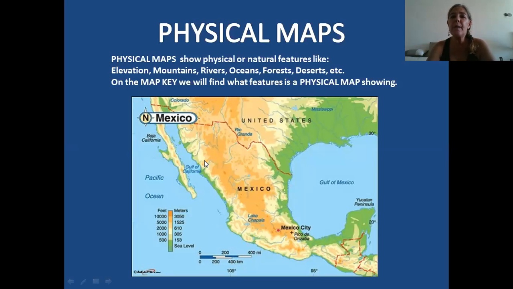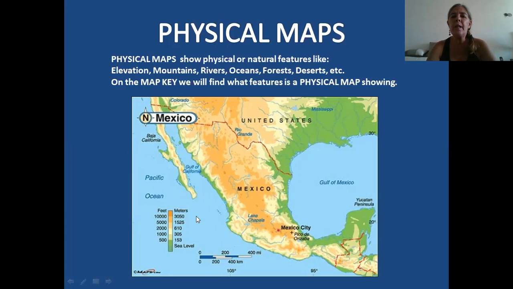In this case, for example, let's analyze this map. It's got a title right here. It says Mexico. It's got the compass rose right over here. Right here on the bottom, we have the scale, which is the approximate measurements from one place to another. Okay, it's a relative direction. And right over here, the most important thing that we have is the key.